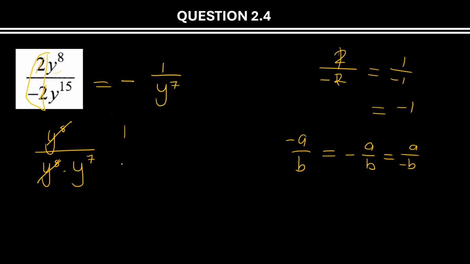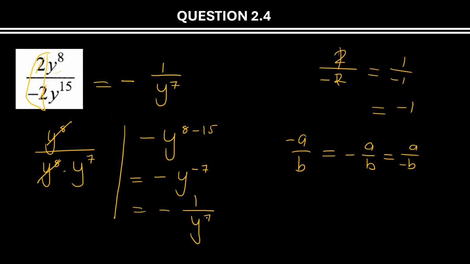That's one method. Obviously, if you just use your exponent laws, you'll have negative y to the power of 8 minus 15, and this will give you negative y to the power of negative 7. Then to change that negative exponent into a positive one, we just take the y into the denominator. So this is minus 1 over y to the power of 7.